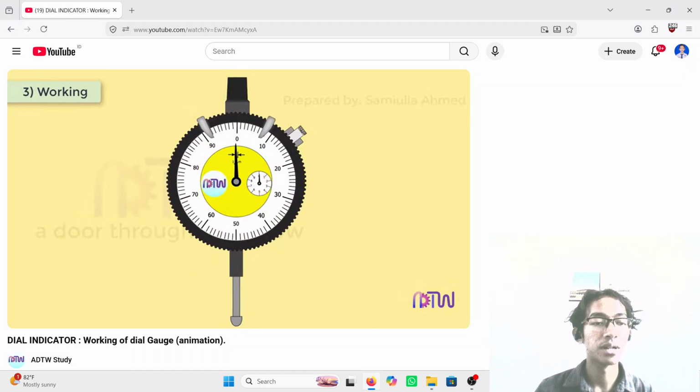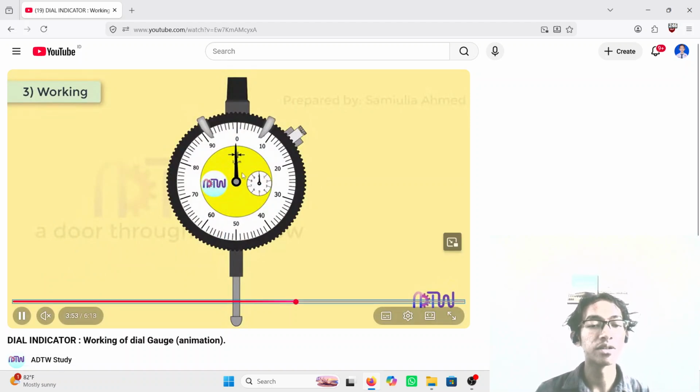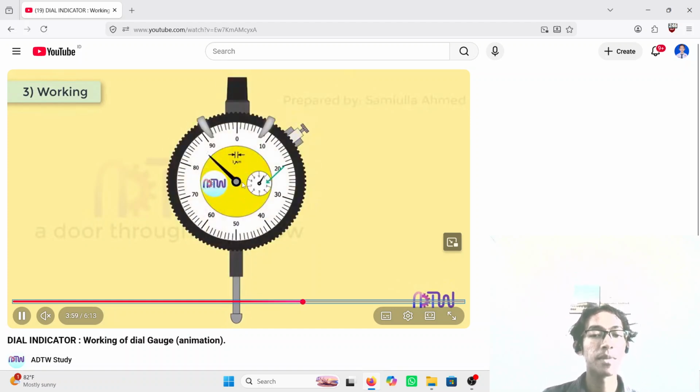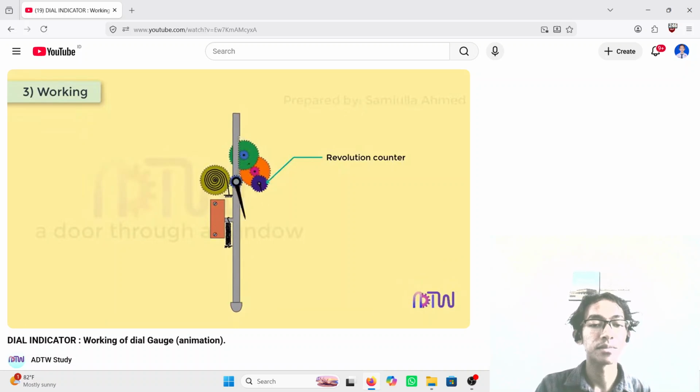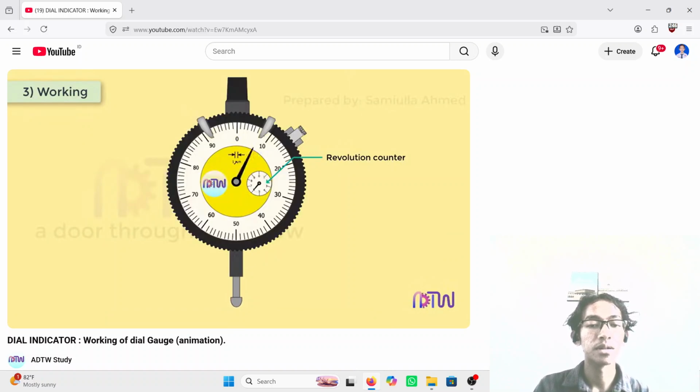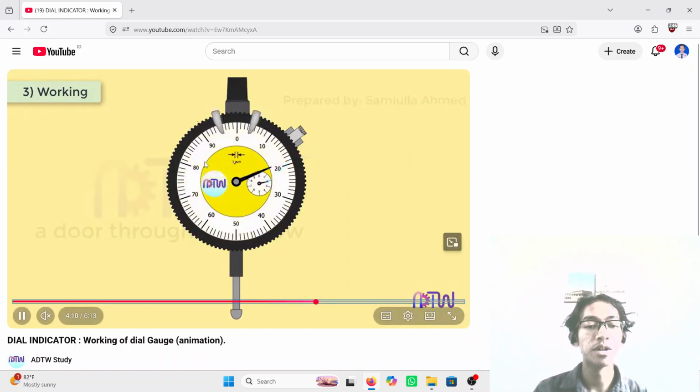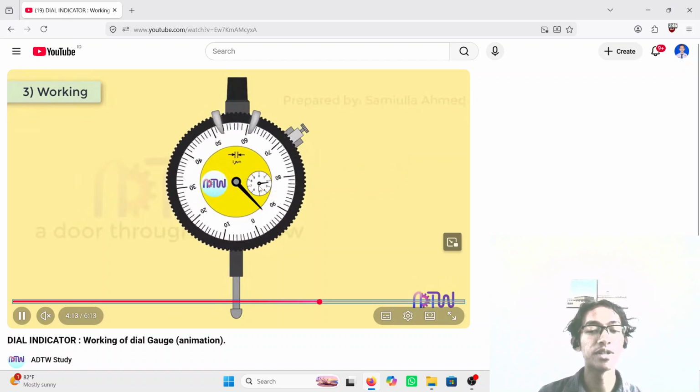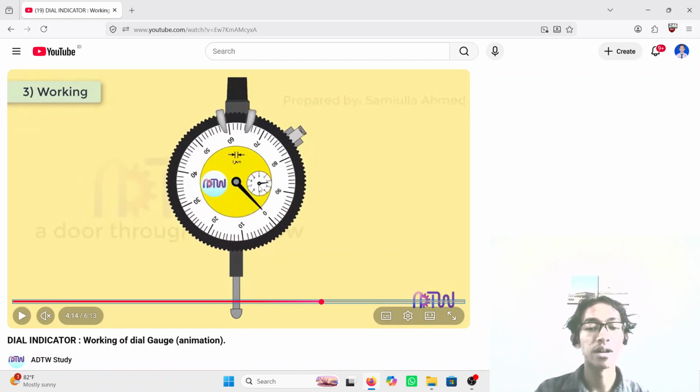Okay, and the result of the measurement will be displayed on the pointer. But also you need to check the graduated scale, to see if it has already rotated 360 degrees or how many revolutions it has made.